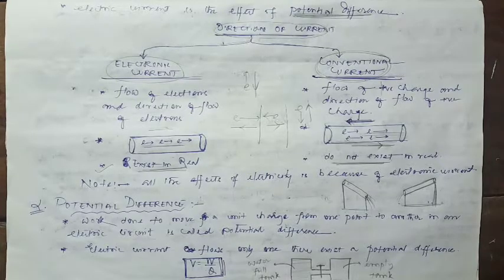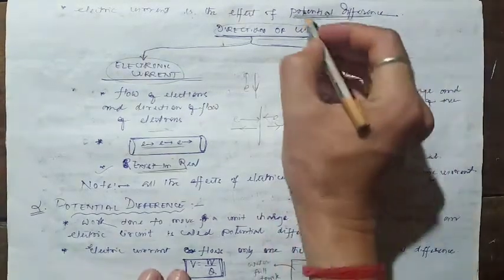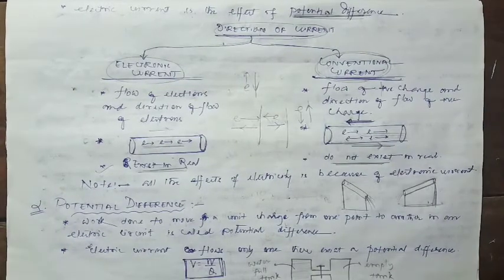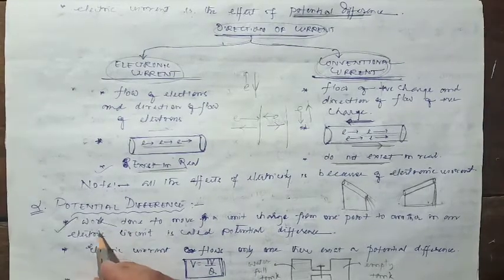Okay, students, now let's move on to our next definition. It's a potential difference. Now, for the electric current to flow, the most important condition is potential difference, as I mentioned. Let's talk about the potential difference. What exactly is this potential difference? Technically, potential difference is what?